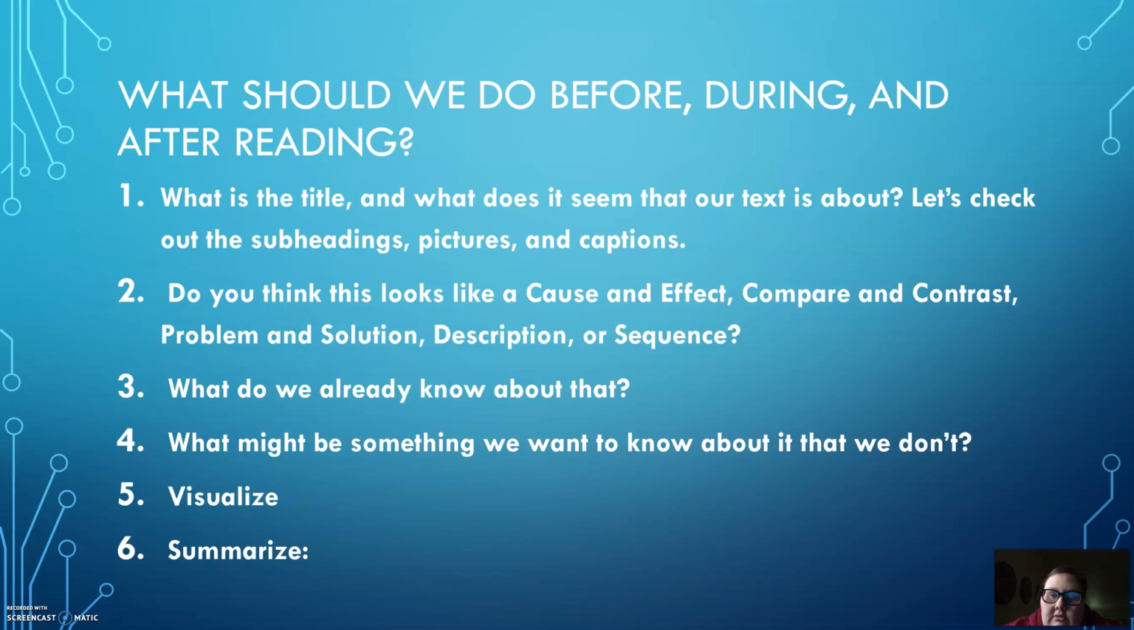What is the title, and what does it seem that our text is about? Let's check out subheadings, pictures, and captions. There are some other text features that you could check out if it was a different text. This particular text, you're looking at subheadings, pictures, and captions. You might come across texts that have illustrations and graphs and charts. There might be bold type that would be like words that are important. This doesn't have some of those things, but this will have our subheadings, pictures, and captions. So we're going to look at that.